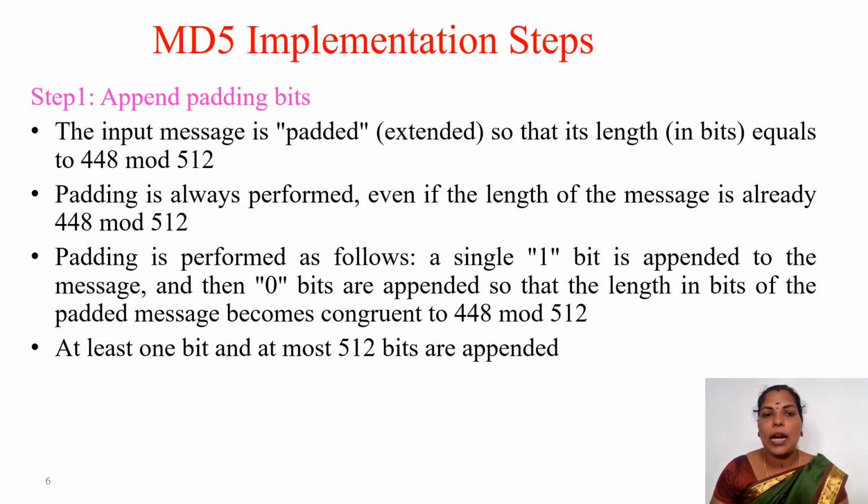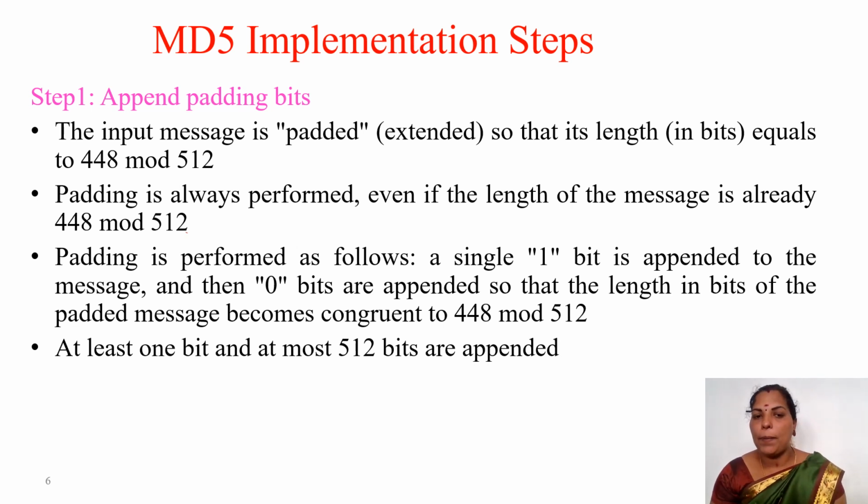So we are appending some padding bits to the message so that the length becomes a multiple of 512 bits. And the padding is always performed, even if the length of the message is already 448 mod 512. Even if the size is 448 mod 512, we have to perform the appending process.